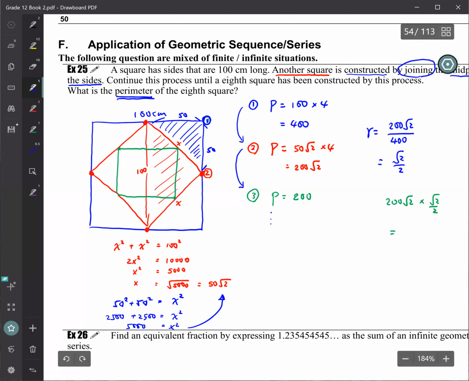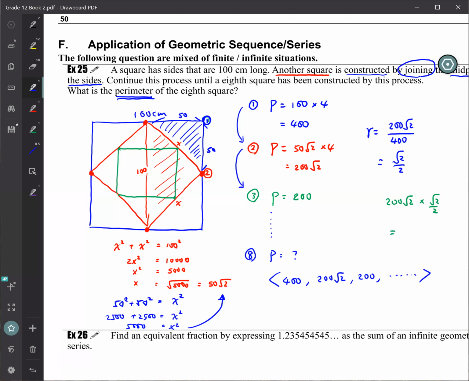So you can keep on going like this and then figure out what is the 8th rectangle, right? But that will take a long time. It still works, but we want to do it a smarter way, right? Using the formula. So you can think of each one as a term in the sequence. We have 400 is the first one. Second one is 200 root 2. Third one is 200, right? This is the sequence. We want to find the 8th, so we are looking for T8.